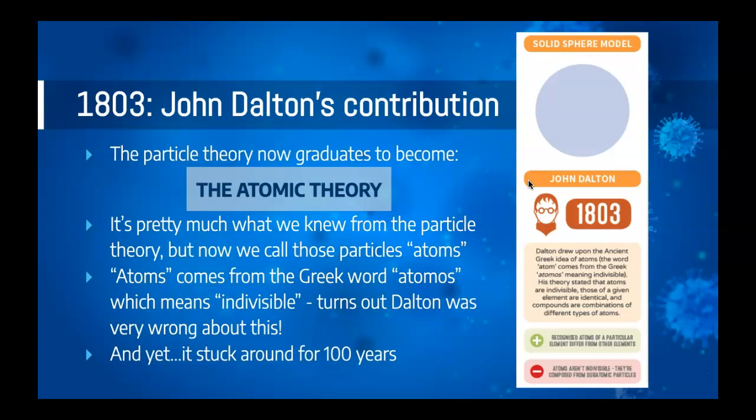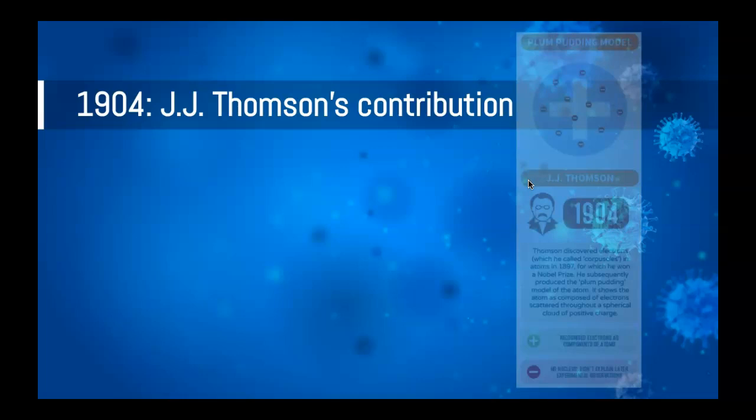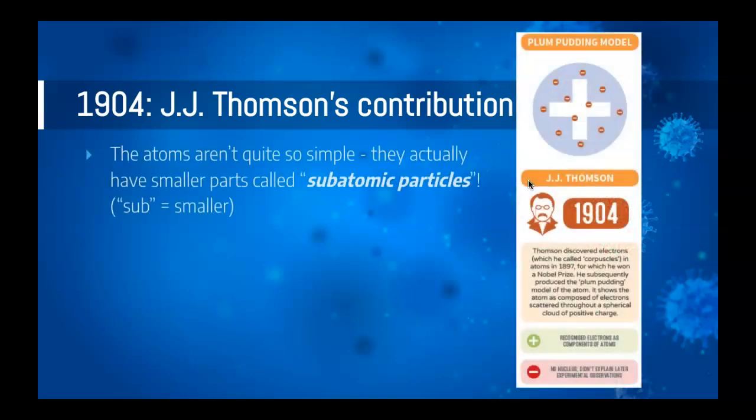So in 1803, Dalton came up with this idea, and then it wasn't until 1904 that a scientist named J.J. Thomson started proposing some changes. His idea was that it wasn't just a solid particle that was indivisible, but there were actually smaller parts to it. Those are what are called subatomic particles, sub meaning smaller.